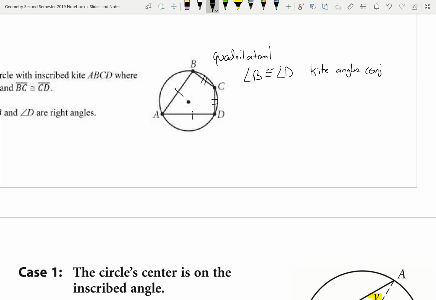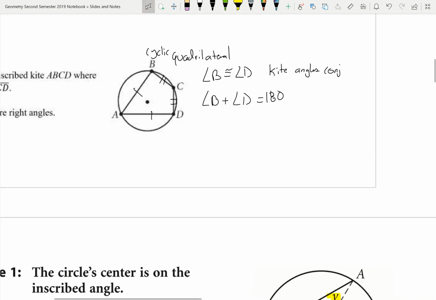You also notice in chapter 9, there is a conjecture that has to do with cyclic quadrilaterals. So this is a cyclic quadrilateral because all the vertices are on the circle. And it says that opposite angles are supplementary. So angle B plus angle D equals 180 degrees. That's because of the cyclic quadrilateral conjecture that says opposite angles are supplementary.